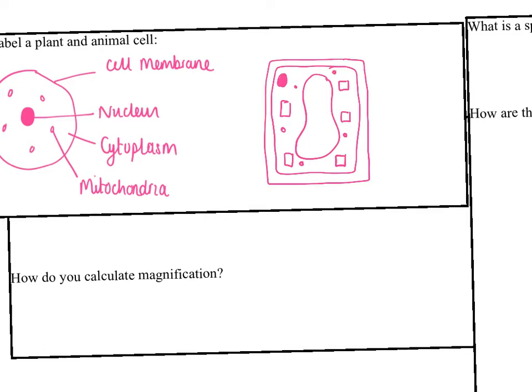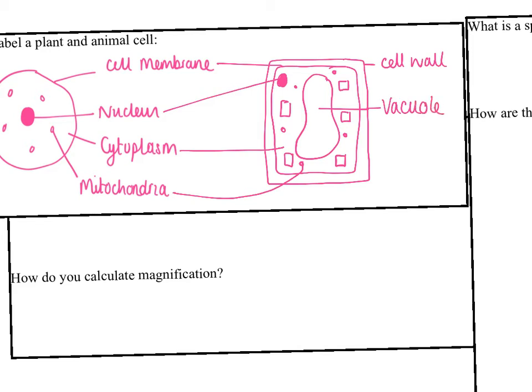So we have the exact same labels. We've got my nucleus, my cell membrane is my inside line, cytoplasm is the space that holds it all together, mitochondria provides our energy, and then we have extras. We have our cell wall, we have our vacuole in the centre, and then we have our chloroplasts. Okay, so there's our plant and animal cell.